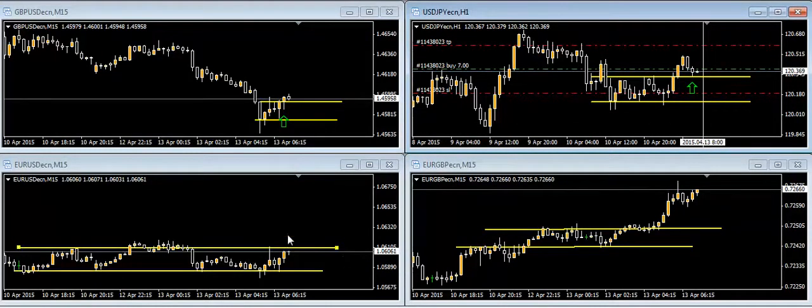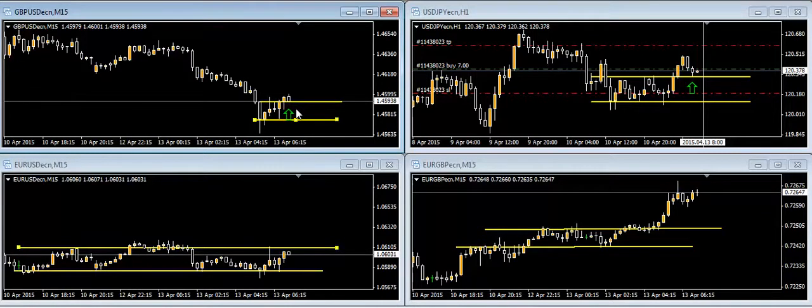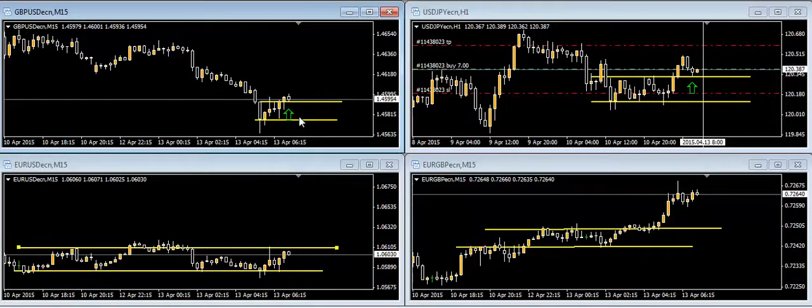We're still waiting on the euro to break out of consolidation. We got the pullback there. We got the breakout on our GBP USD. So I think I'm going to, again, as I said, I'm not very comfortable with trading this pair right now, so I'm going to stand aside on this for the time being.